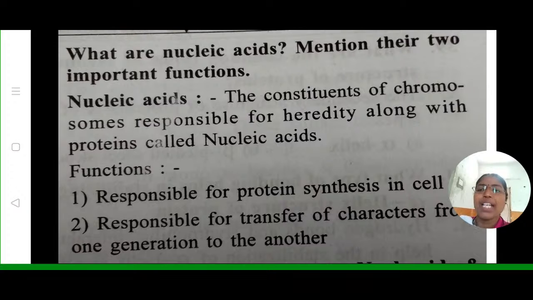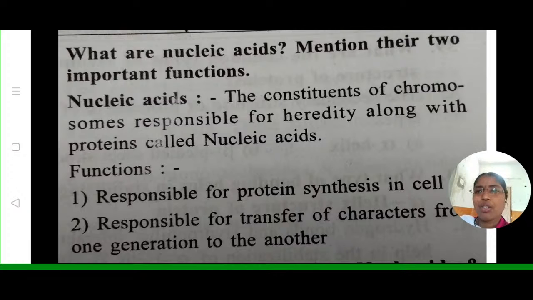The first function is that nucleic acid is responsible for protein synthesis in the cell. The second important function is that it is responsible for the transfer of characters from one generation to the next generation. These are the 2 functions of nucleic acid.